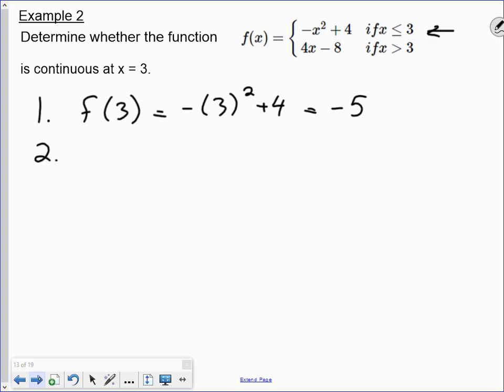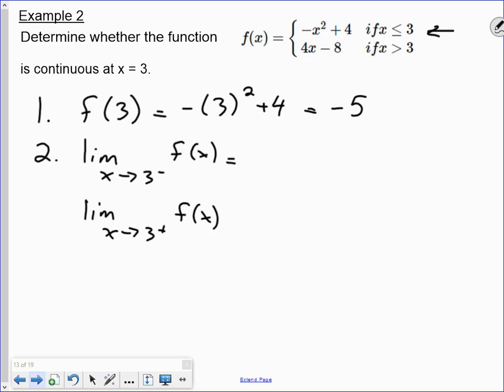Our second point was the limit has to exist at x equals 3. So let's check to see if our limit exists. We're going to do this by doing the limit as x tends to 3 from the left, and the limit as x tends to 3 from the right of f at x. If we're approaching from the left, we're going to want to evaluate the limit as x tends to 3 from the left of negative x squared plus 4, because that's the branch of the function that we're using. We can evaluate this limit using direct substitution. So let's sub in 3: negative 3 squared plus 4, and we get negative 5.